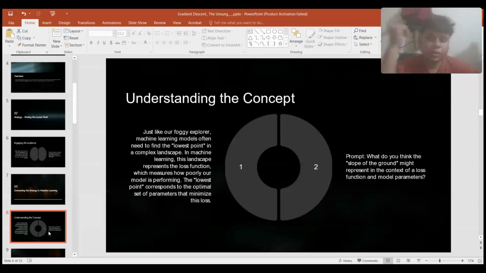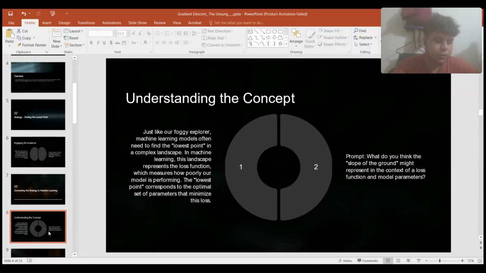And the question to our audience is, what do you think the slope of the ground might represent in the context of the loss function and model parameters? The slope of the ground in machine learning is analogous to the gradient of the loss function with respect to the model's parameters. It tells us how much the loss changes if we make a small adjustment to each parameter. It also indicates the direction of the steepest increase in the loss.